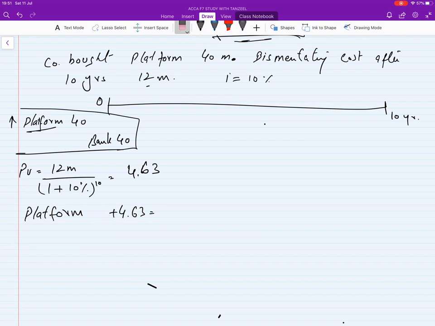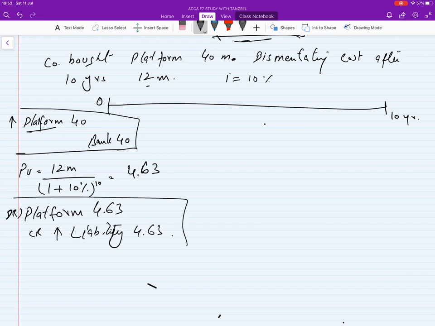4.63, and this is your liability. So liability 4.63, credit liability, that is why we are crediting it, and debit the platform. So this is your double entry.